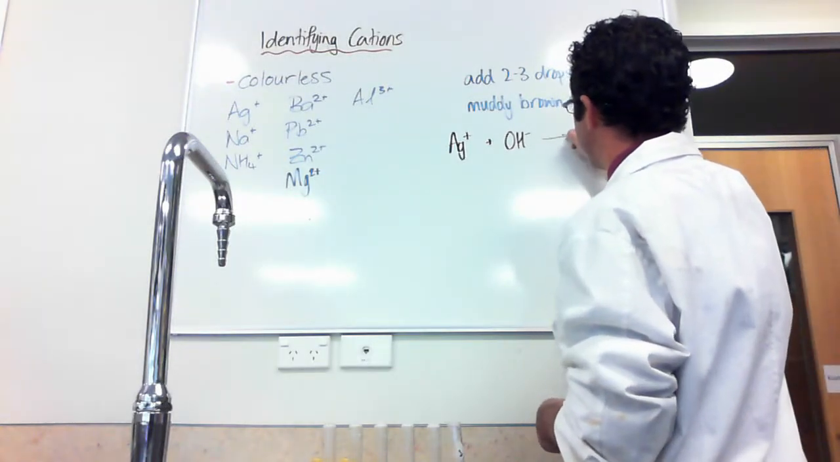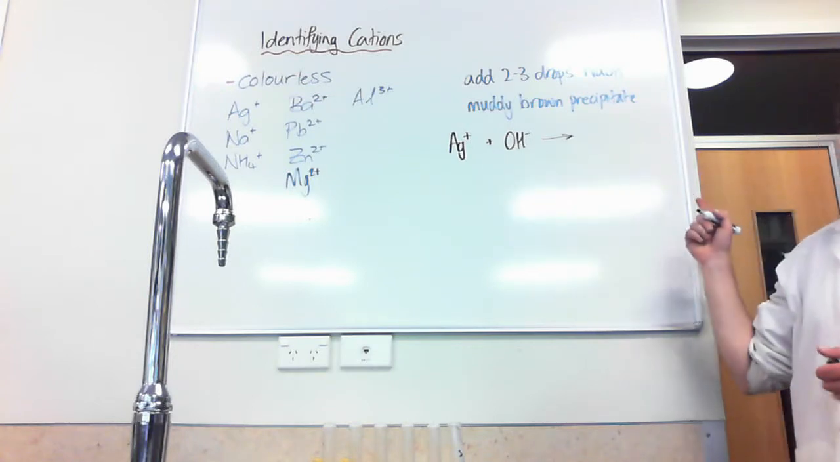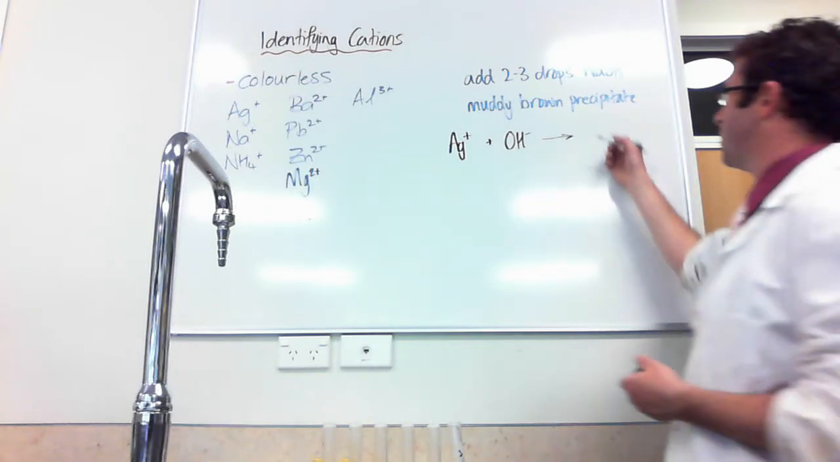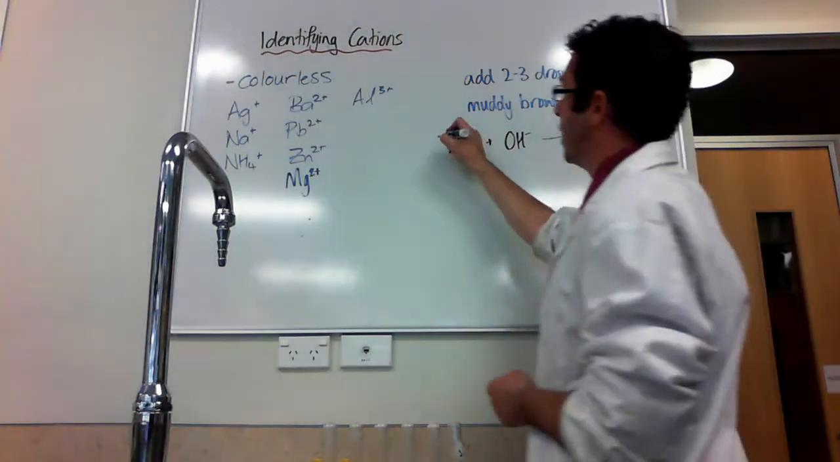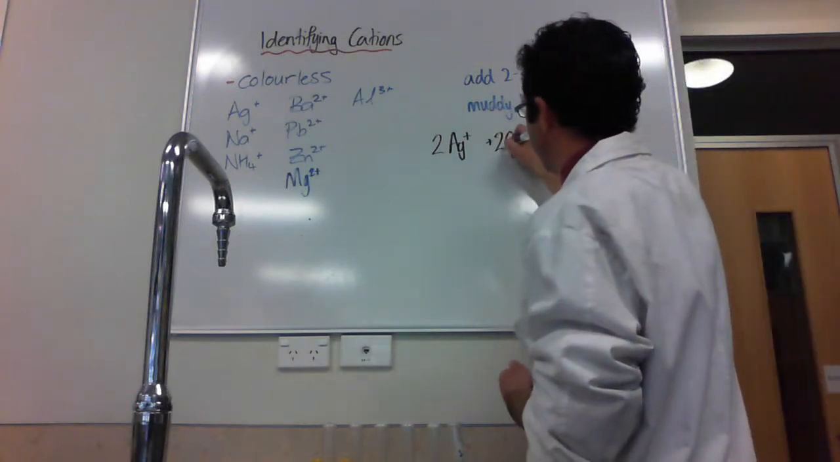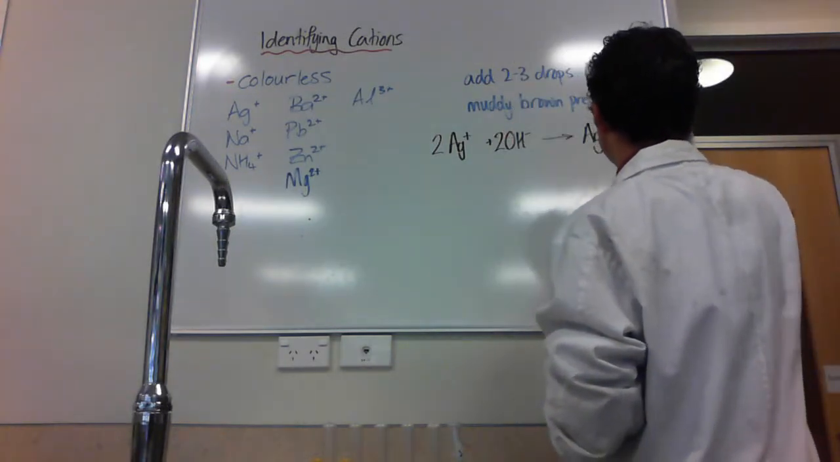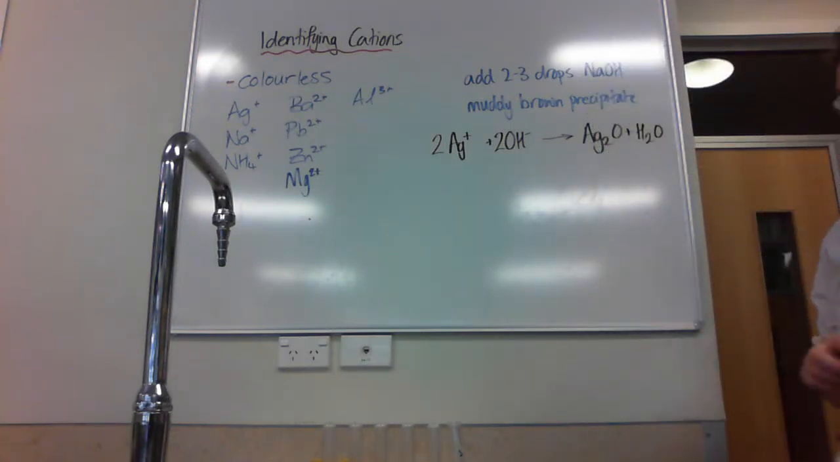Well, this is probably the only thing that's hard in this one, is that it doesn't become silver hydroxide, because there's no such thing. It actually becomes silver oxide. Now that means I've got some hydrogens left over here, so what I actually do is have 2 of those, and it's H2O.